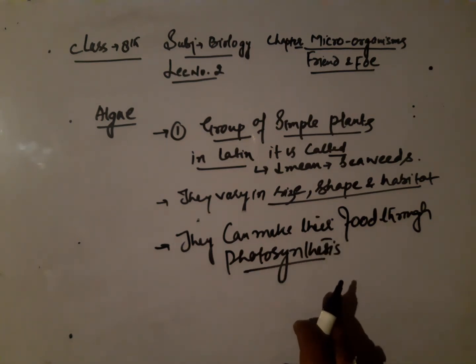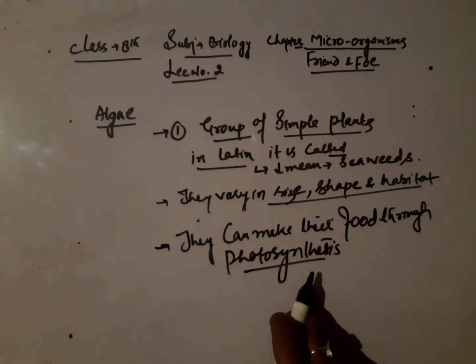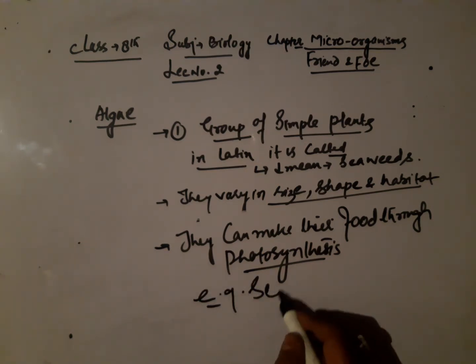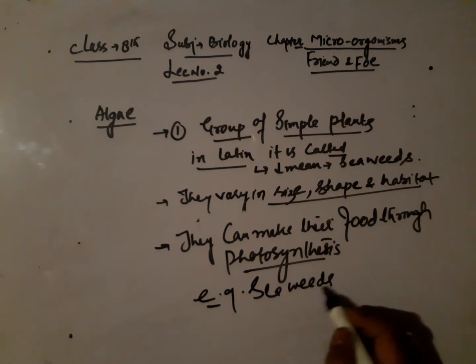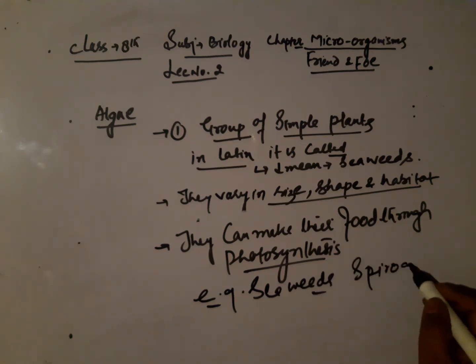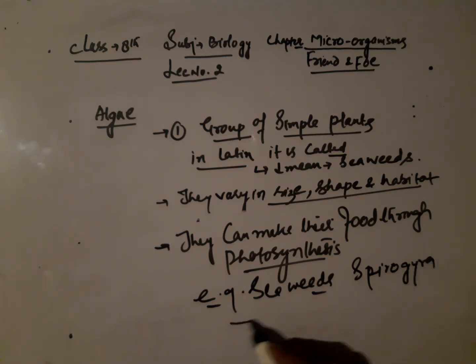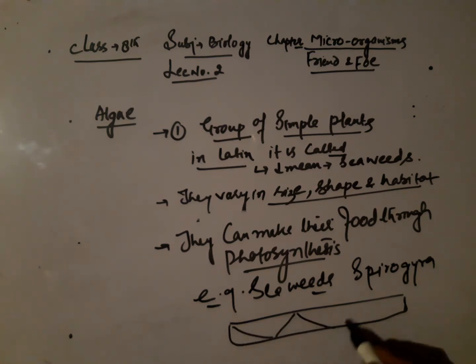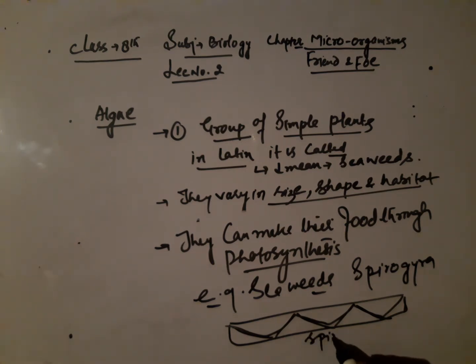Because there is a presence of chlorophyll, that's why they can make their food through photosynthesis, because chlorophyll has the ability to trap solar energy. And the examples are seaweeds, or we can say Spirogyra. It's like this, and this is called a Spirogyra.